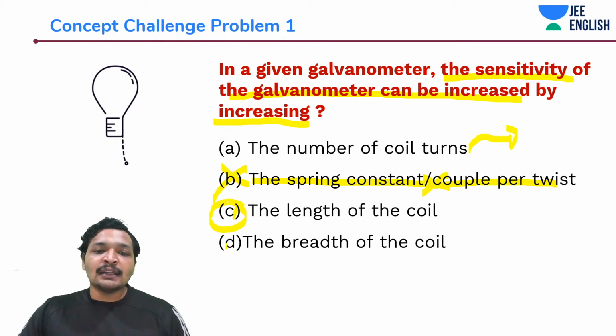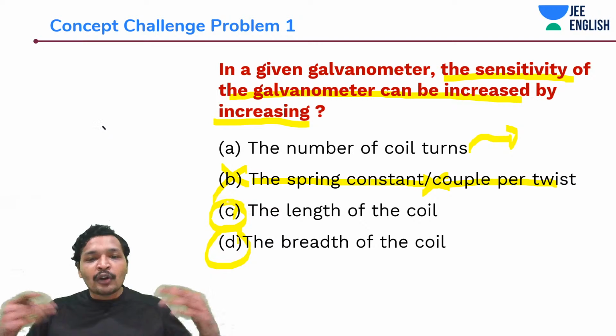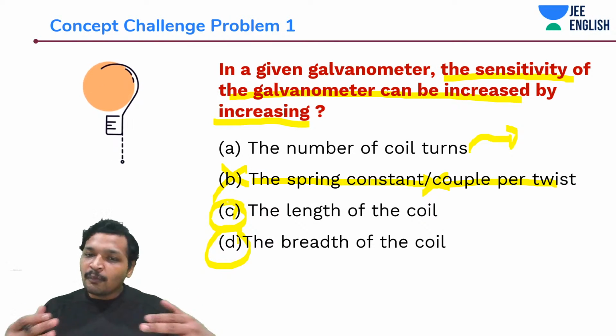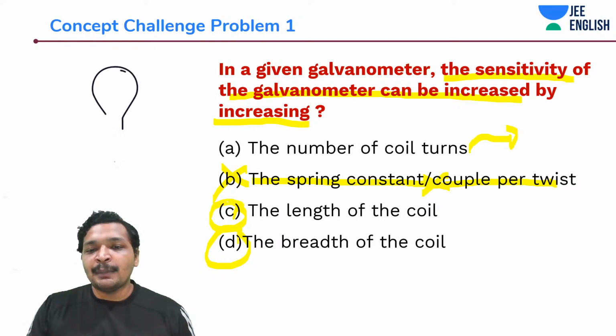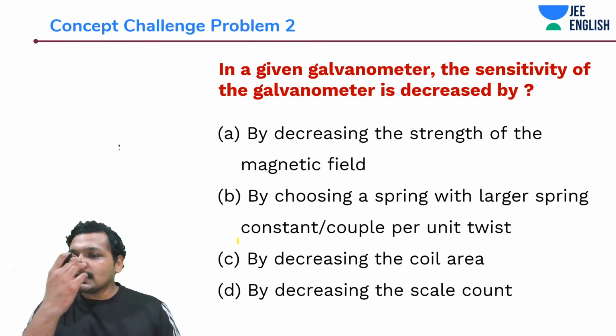Of course, length and breadth of the coil. Why? More the length, more the area. More the breadth, more the area. Okay, easy question. Amazing, students. You already understood the concept, I guess.